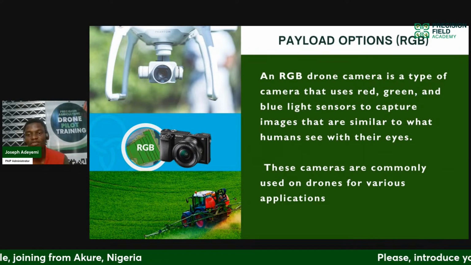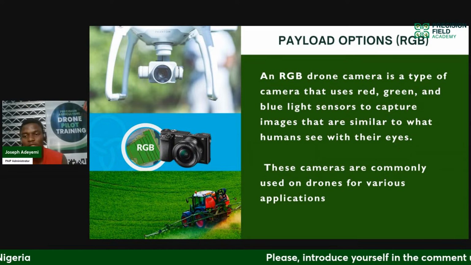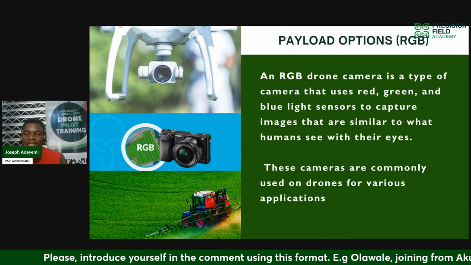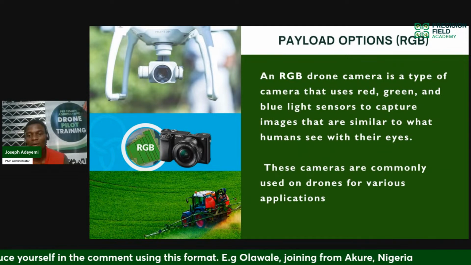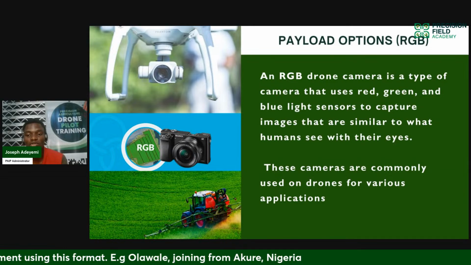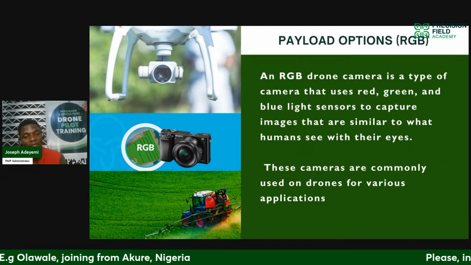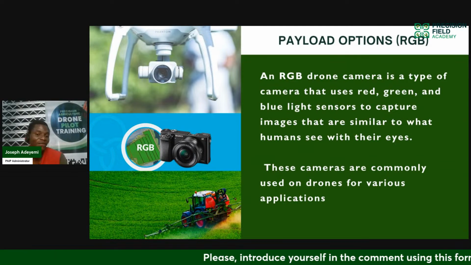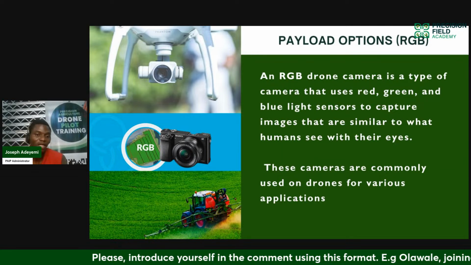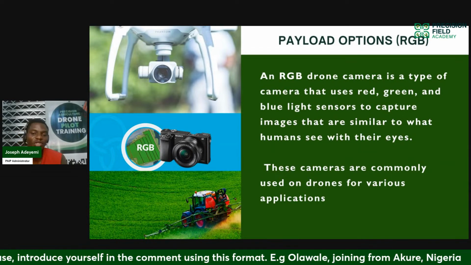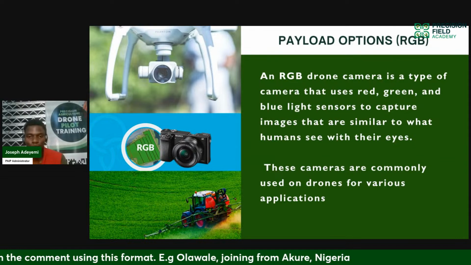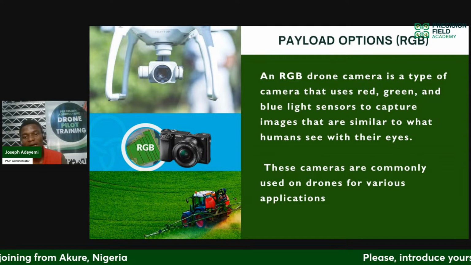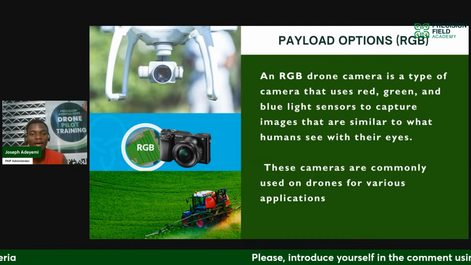An RGB camera is a type of camera that uses red, green, and blue light sensors to capture images that are similar to what humans see with their eyes. These cameras are commonly used on drones for various applications, like mapping operations, aerial photography, real estate photography, and visual inspection. RGB drones can do that for you. And in this slide, you're going to see what an RGB payload or camera looks like.